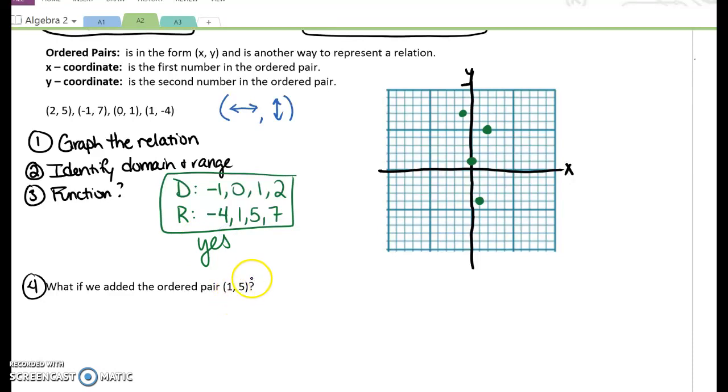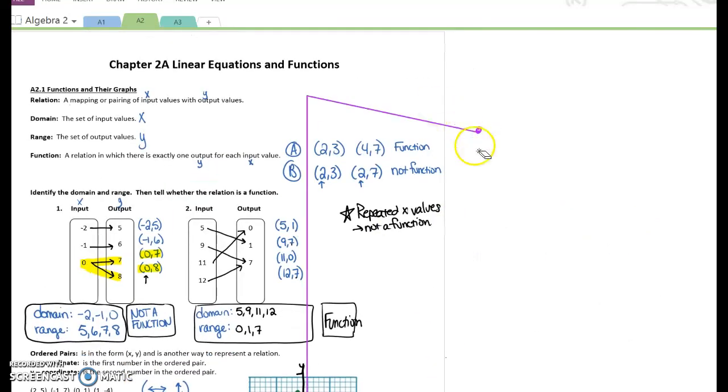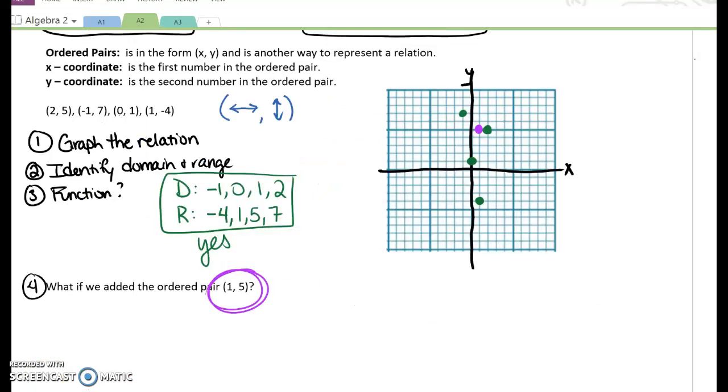Now, what happens if I add the ordered pair 1, 5? Seriously, computer. When I add that purple point, is it still a function? Because the x value 1 could have a y value of 5, or the x value of 1 could have a y value of -4.